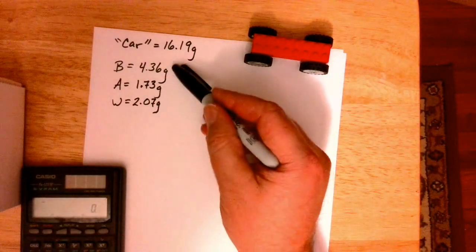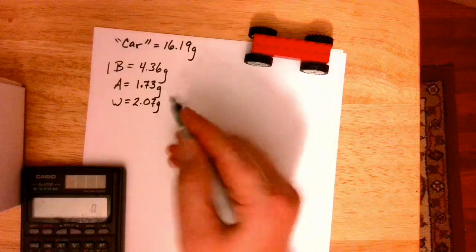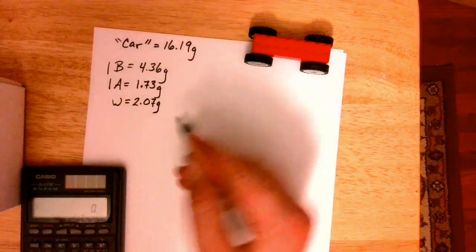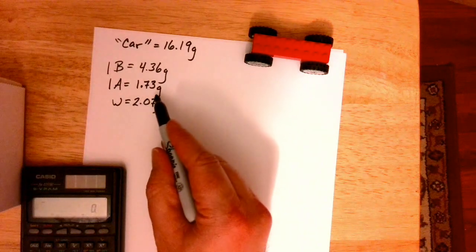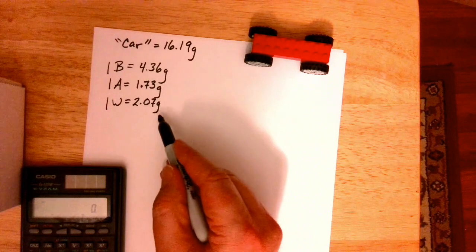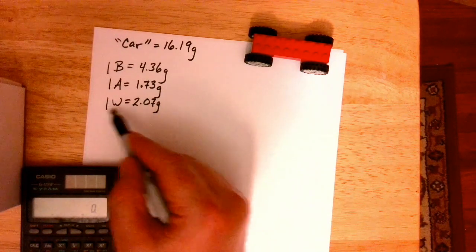So let's go ahead and figure out how much this car weighs based upon the individual parts that make up the car. So one body has a mass of 4.36 grams. One axle has a mass of 1.73 grams. One wheel has a mass of 2.07 grams. Okay, so I have one body, one axle, one wheel.